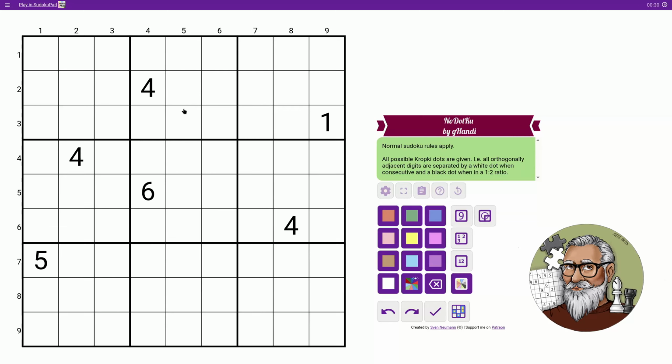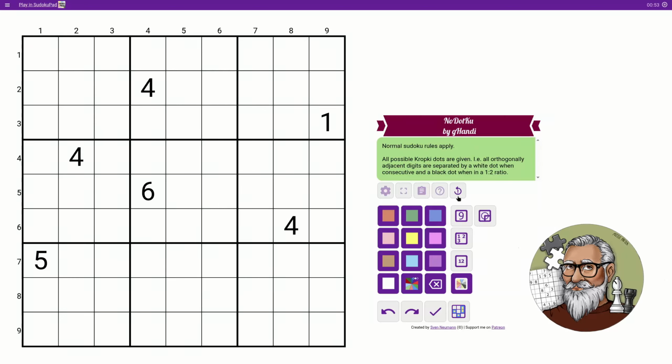Normal Sudoku rules apply. We have to place the digits 1 to 9 in every row, column, and 3 by 3 box. All possible Kropki dots are given, i.e., all orthogonally adjacent digits are separated by a white dot when consecutive and a black dot when in a 1 to 2 ratio. That's it. We'll talk about it while solving, right?